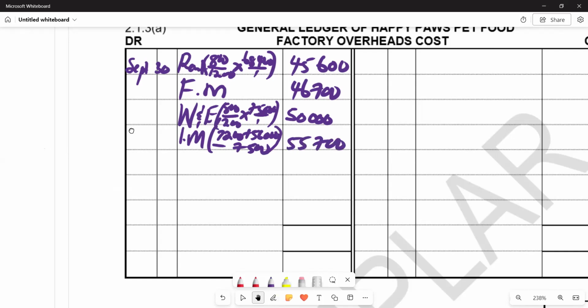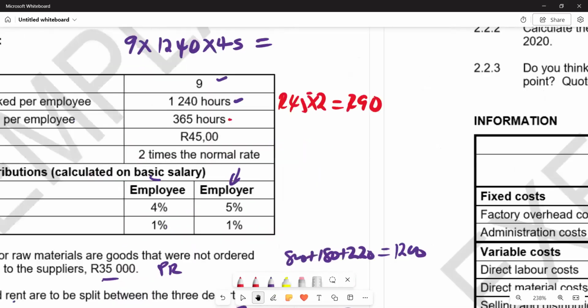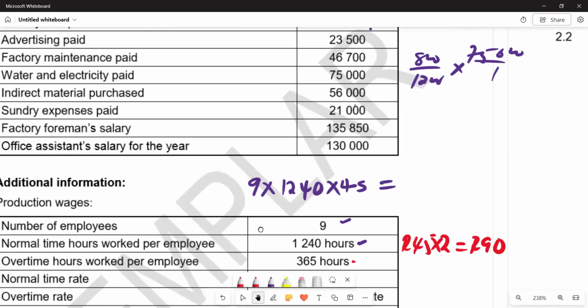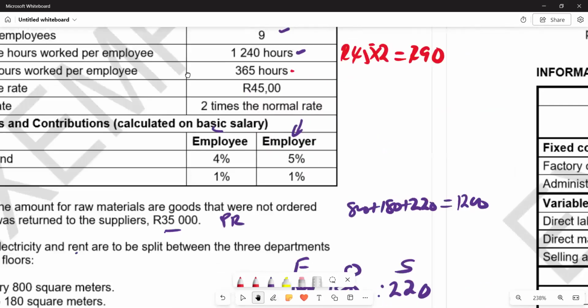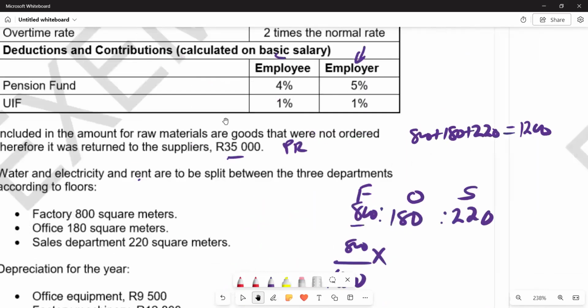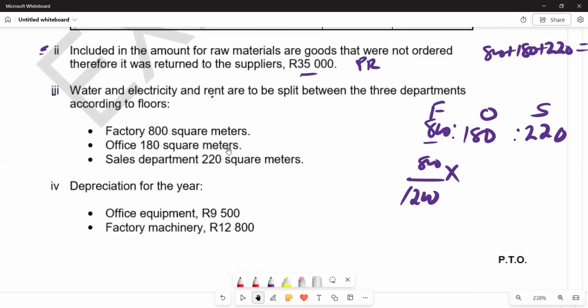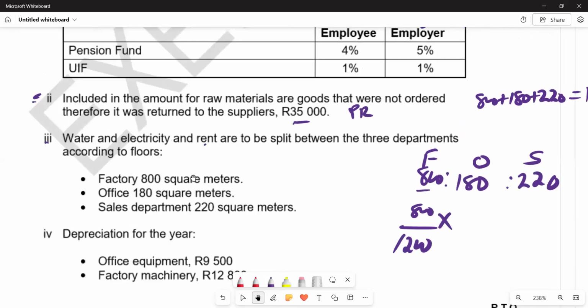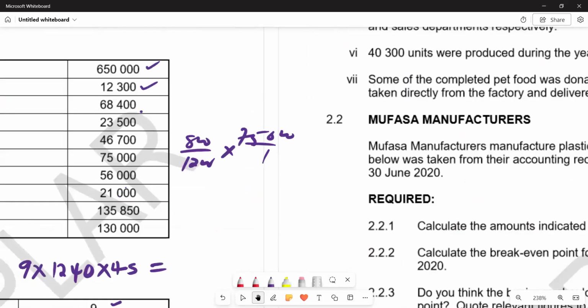After indirect materials, let's see what we have next. We've got sundry expenses paid of 21,000. Again, we try to see how we are going to allocate it according to the additional information. Maybe we can find an allocation of certain expenses. Let's move on to the next page.